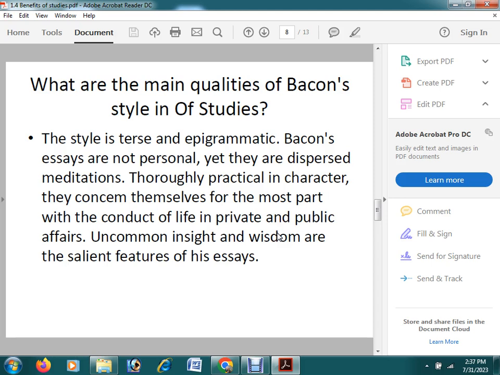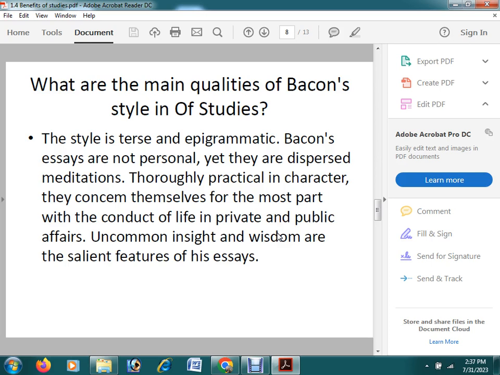The two words are told up here. That is, Bacon's essays are terse and epigrammatic. Epigrammatic means that a line can be explained in several lines. Terse means very short and precise. In a short, precise sentence, Bacon has written a lot of things.